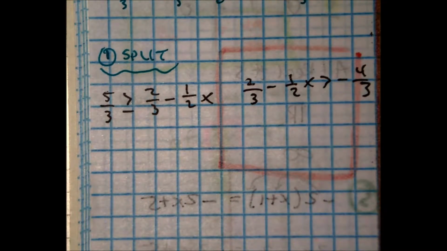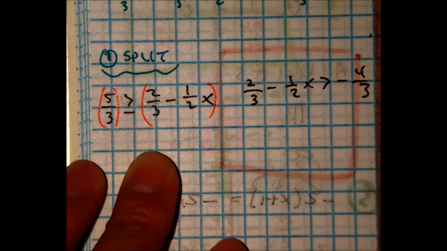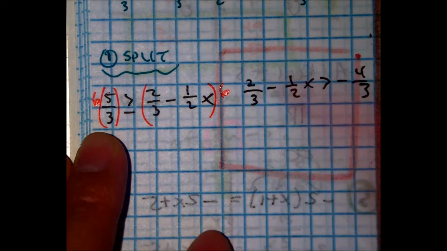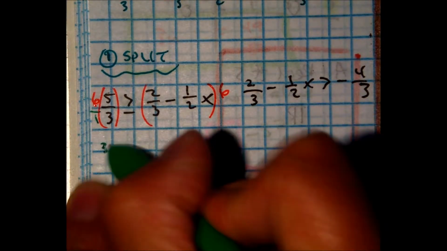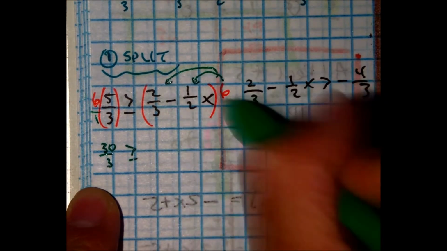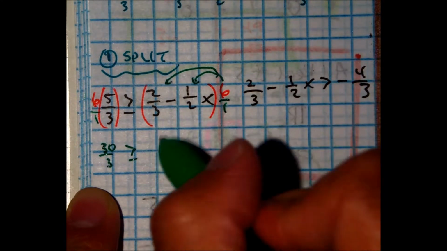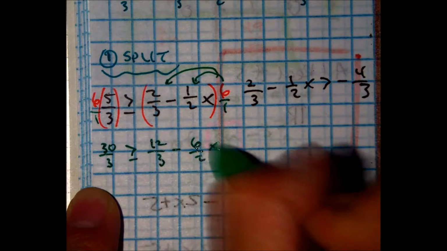I'm going to go ahead and solve this side first. I want to eliminate the fraction. I'm going to multiply both sides by what number? Shout it out. 6. This is 6/1, so this will give me 30/3 greater than or equal to the 6 we're going to distribute. Put it over 1, so you're going to get 12/3 minus 6/2x.